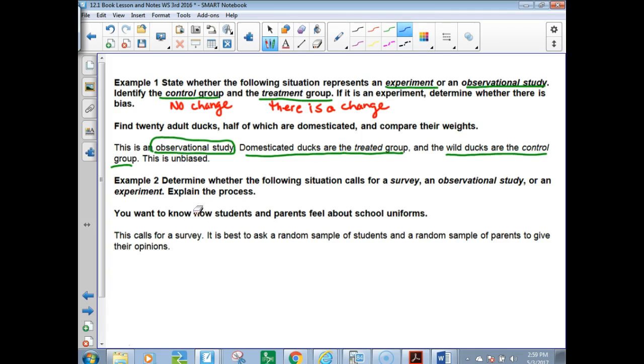All right, example 2, determine whether the following situation calls for a survey, an observational study, or an experiment. You want to know how students and parents feel about school uniforms, so you would do a survey. It is best to ask a random sample of students and a random sample of parents to give their opinions. When you're getting opinion, that's going to be a survey.